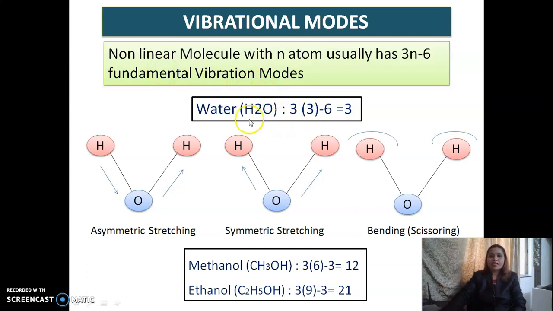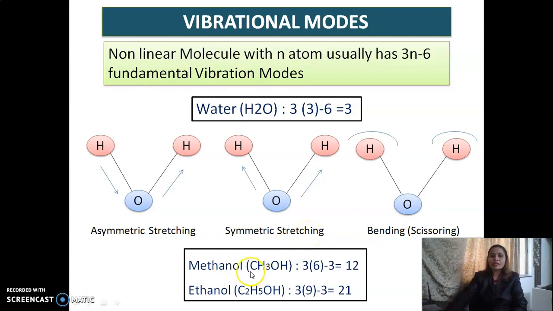water, which has 3 atoms. So n is equal to 3. If we put n equal to 3 in 3n-6, your answer will be 3. So a total of 3 fundamental vibration modes is shown by the water molecule. These vibrations include asymmetric stretching, symmetric stretching and bending vibrations. In this way, we can calculate the vibration modes with the help of the equation 3n-6 for non-linear molecules.